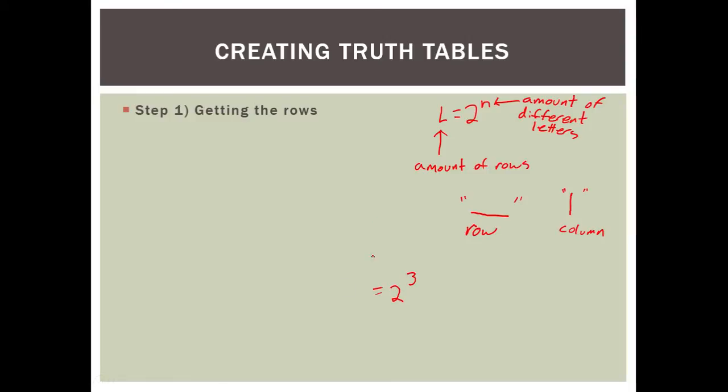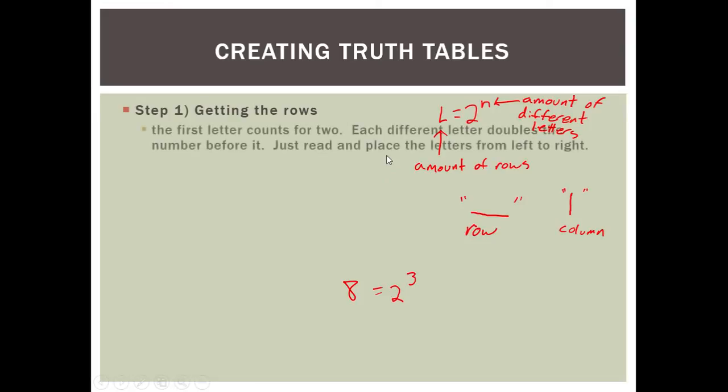In this case you would have L lines, but here specifically we mean rows. You're going to have 8 different rows. We'll talk about what those rows look like. But first, let me give you a more common sense understanding of that. If that formula looks like too much to memorize, here's the common sense version. The first letter counts for 2. Each different letter doubles the number before it. Just read and place the letters from left to right.